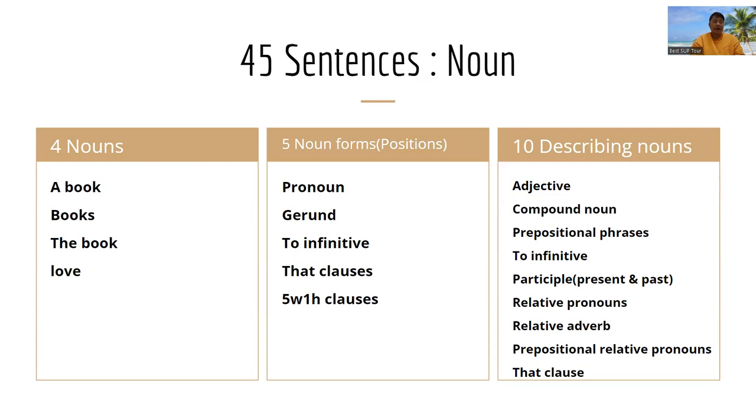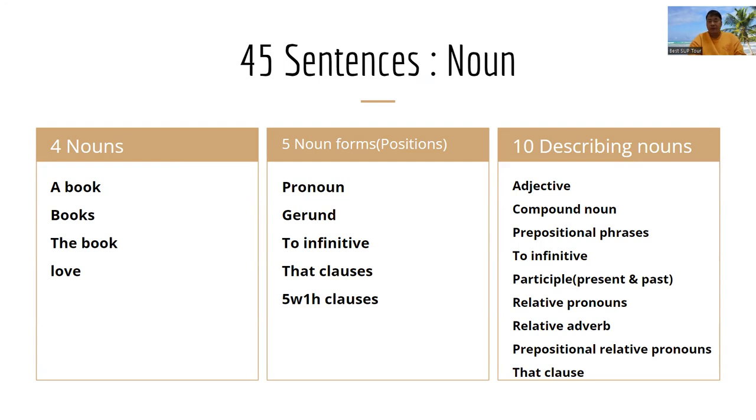First, nouns: a book, books, the book, love. There are only four noun patterns. It's very important. If we don't make mistakes with these four patterns, we can reduce many mistakes in sentences when speaking or writing. Also, when we listen, we can listen better because we know about the and s. Not knowing the and s makes listening difficult. Understanding them in the sentence, we can figure out the sentence and listen better.